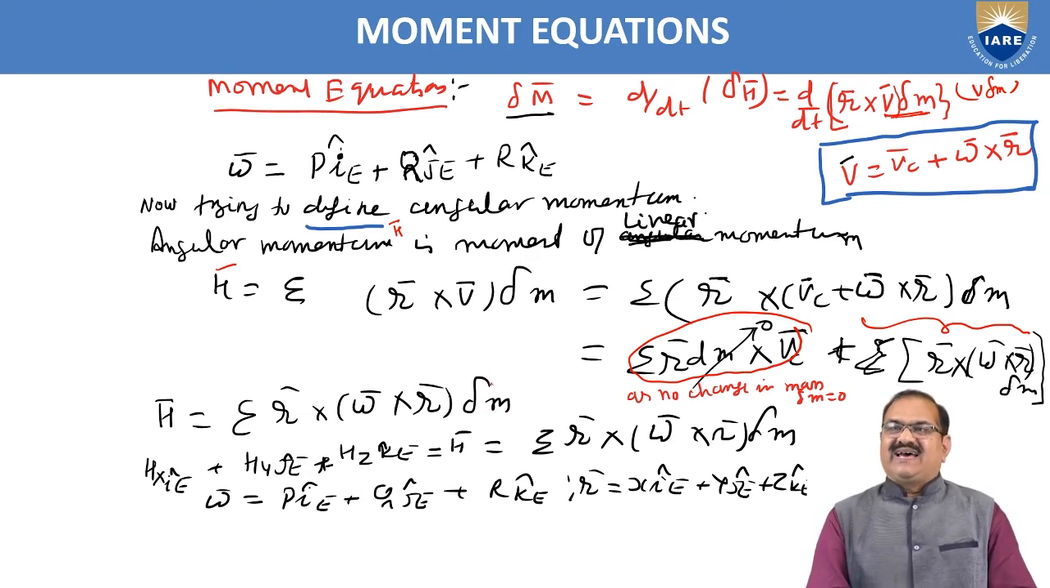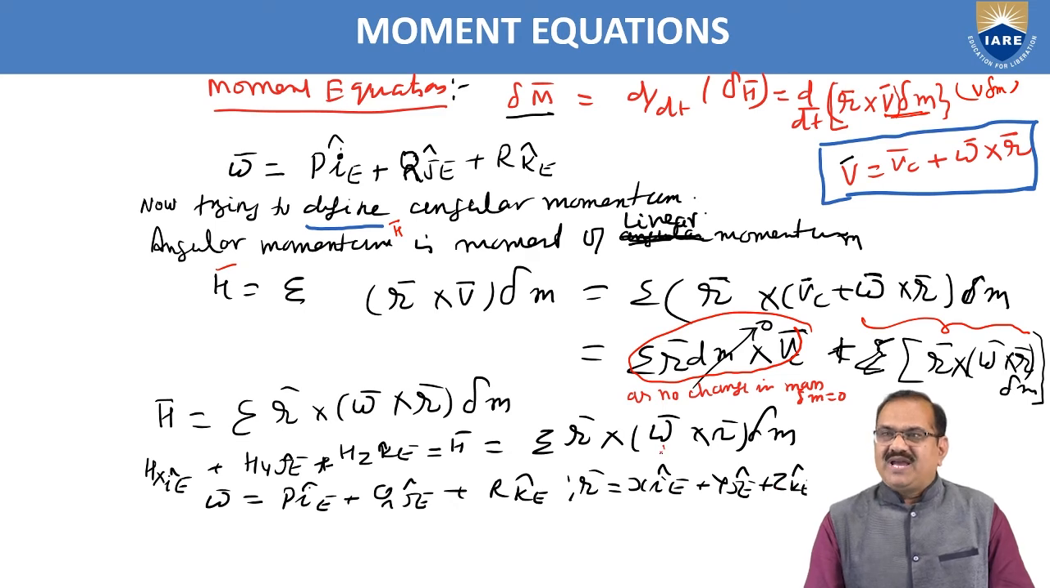Okay, so here we have already found that h is hx i_e plus hy j_e plus hz k_e. This is equal to h bar is equal to summation of r cross omega cross r dm. But what is the omega? Omega is the summation of p, q, r in i, j and k direction, so p i_e plus q j_e plus r k_e, and r is the distance, the displacement vector, so x i_e plus y j_e plus z k_e.